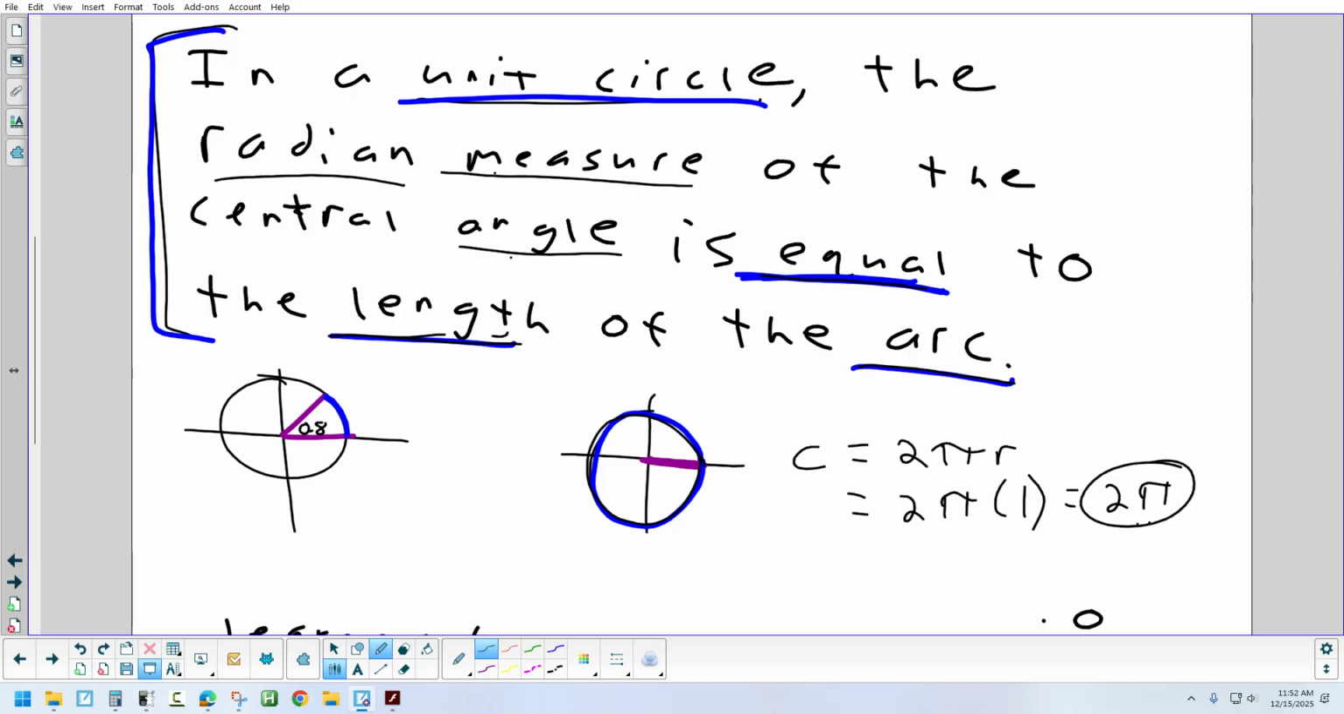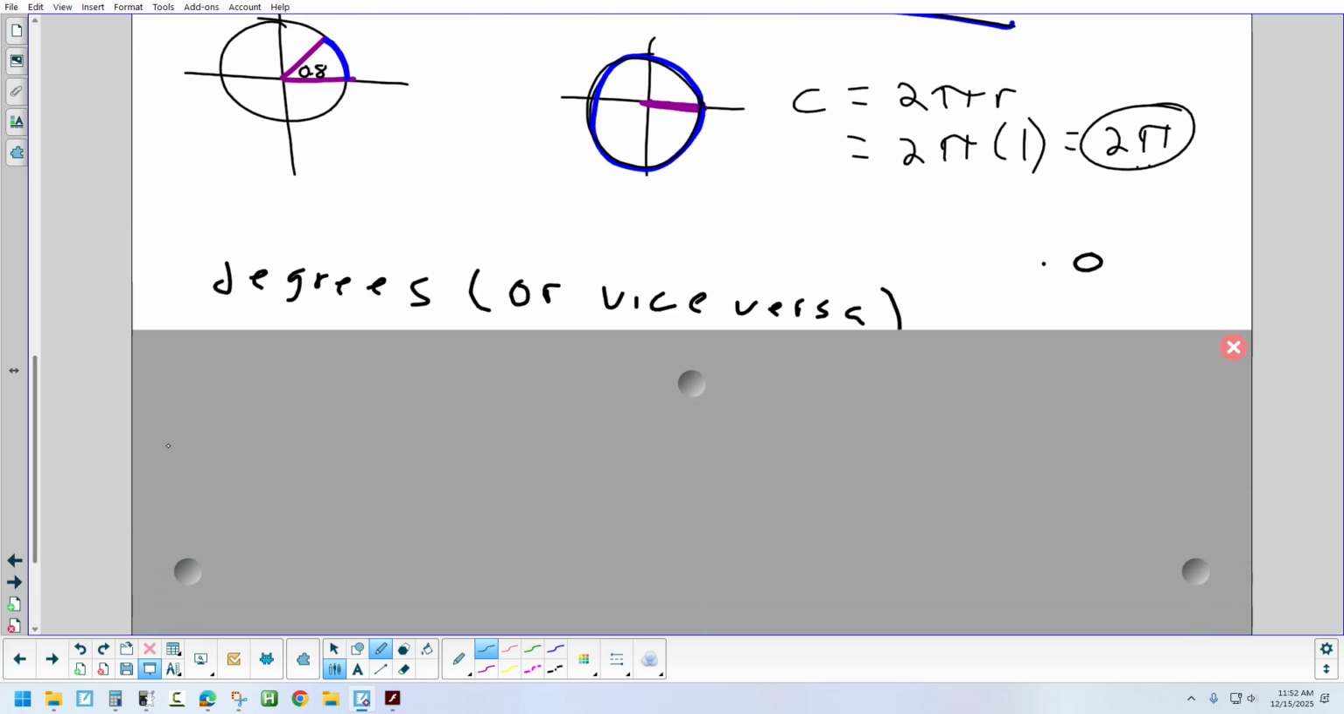Two pi, because the length of the arc and the number of radians to go around the circle are exactly the same. So it's 2 pi units to go all the way around the circle. So it's 2 pi radians to go all the way around the circle, because they have to be equal to each other. So now we know how many radians in one revolution: 2 pi.